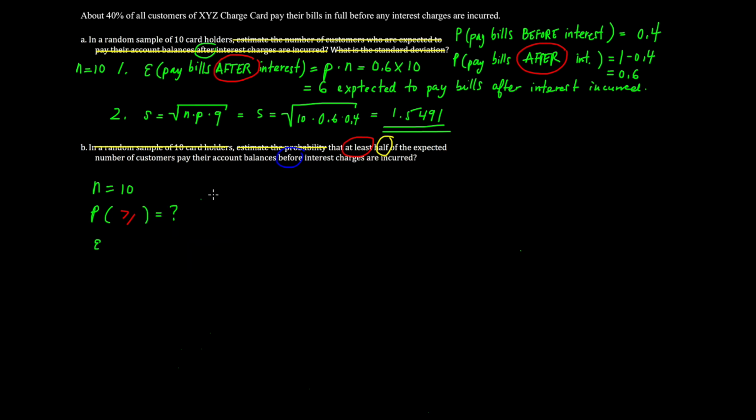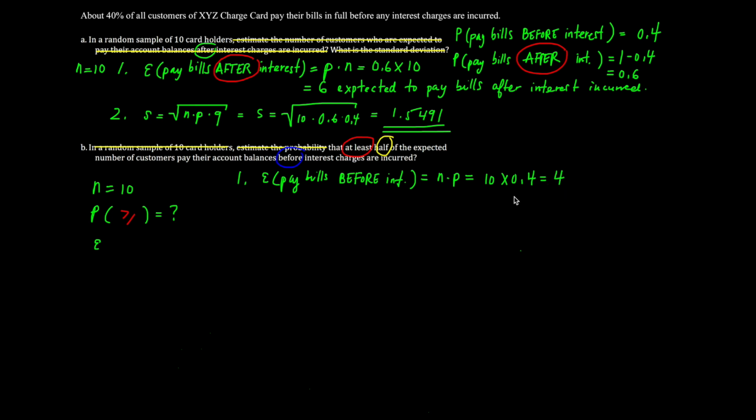So little part 1 here. And what we're looking for is the expected number of people that pay bills before interest is incurred, right? So this is going to be n times the appropriate probability. So here it's going to be 10 times, and the appropriate probability is the one of people paying bills before interest, so that's times 0.4. So this is going to equal 4 people.